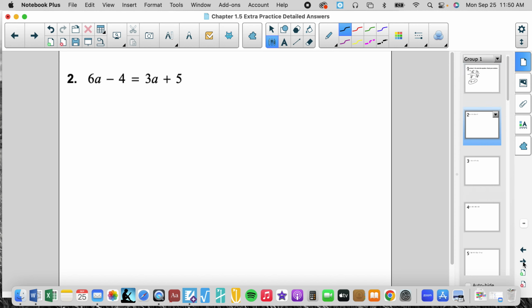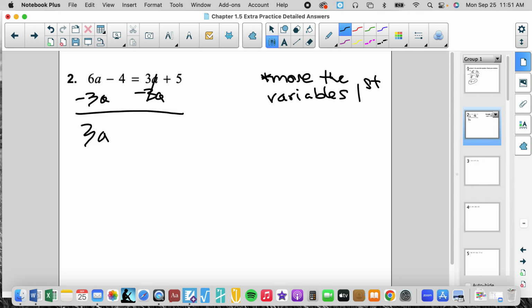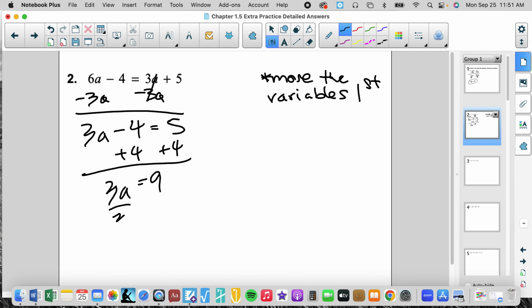Problem number 2, this time, we have variables and constants on both sides. And we're always going to move the variables first. So it doesn't matter if we move 6a over or 3a to the other side. I'm going to move it this way. That will cancel and I'll be left with a positive variable. Just makes it easier, less negatives, less places to make a mistake. So if my variable's on the left side, I'm going to get rid of that constant. What gets rid of a negative 4 is a positive 4, and we're left with 3a equals 9. Divide by 3, divide by 3, a equals 3.